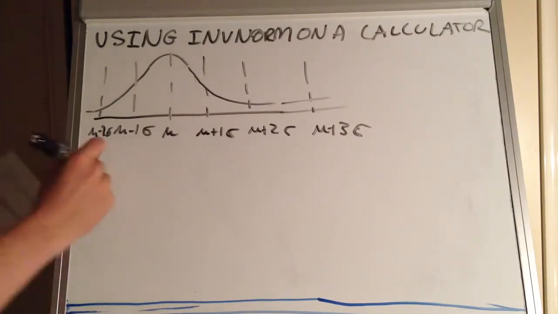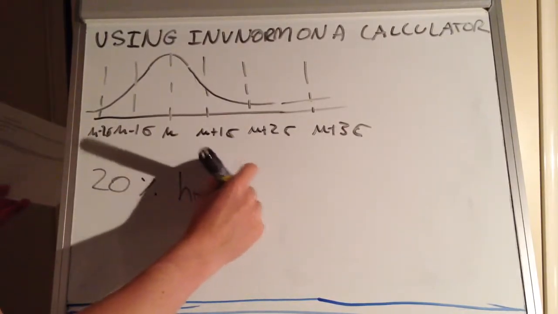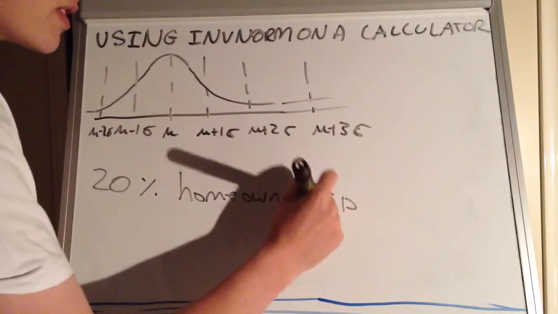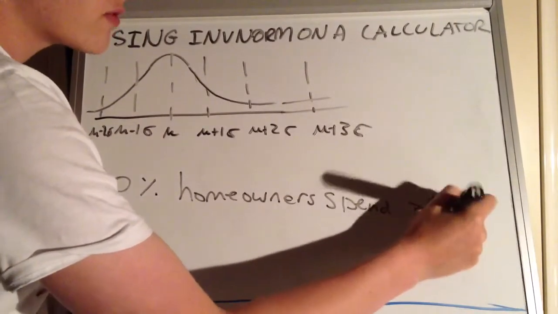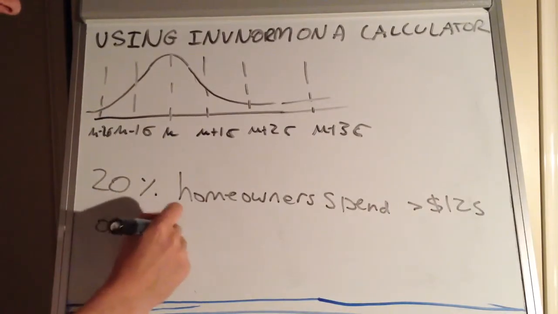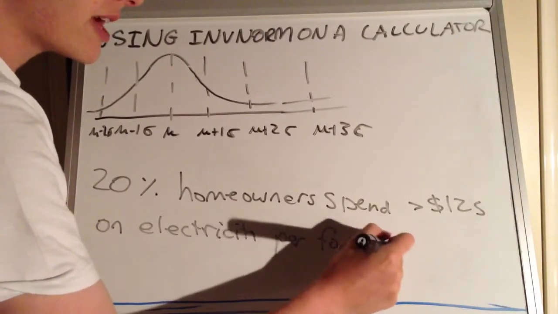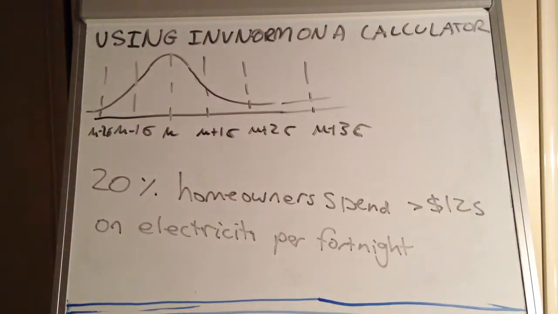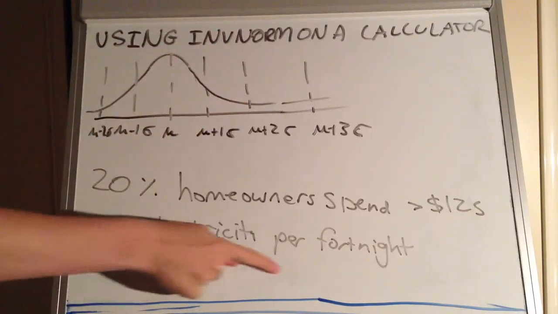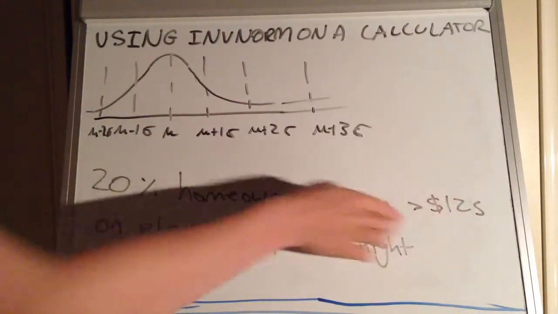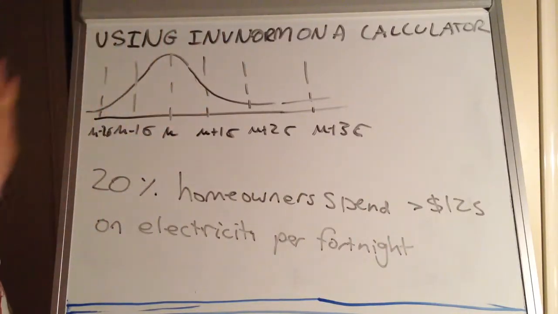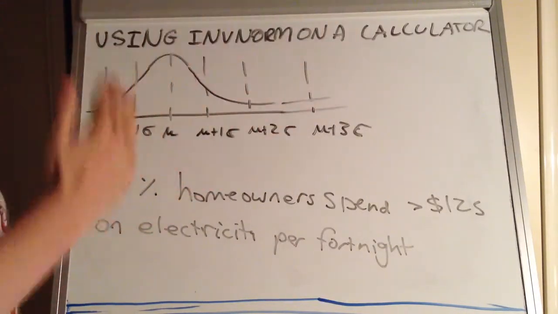So 20% of homeowners spend more than $125, so greater than $125, on electricity per fortnight. If we were to work out where this fits on our distribution, we can simply remember the parts of the empirical rule about how the distribution is broken down and approximate where our value of k will be. Of course, k will separate the 80% who pay less than 125 from the 20% who pay more than 125.